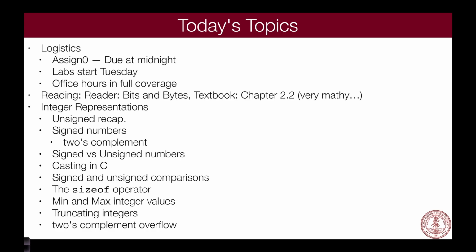Comparisons are actually an interesting part of C. You have to be very particular about how you recognize how comparisons are done. We're also going to talk about a couple of other things like the sizeof operator, which tells you how big particular data types are. And we're going to talk about the min and max of various integers, and what happens when we convert integers from one type to another. In particular, how we convert from bigger values to smaller values and what happens in that truncation phase. And then we're going to talk about what we call 2's complement overflow. 2's complement is how we store signed numbers, and we'll get into the details of that as we go along. Okay, so let's get going.